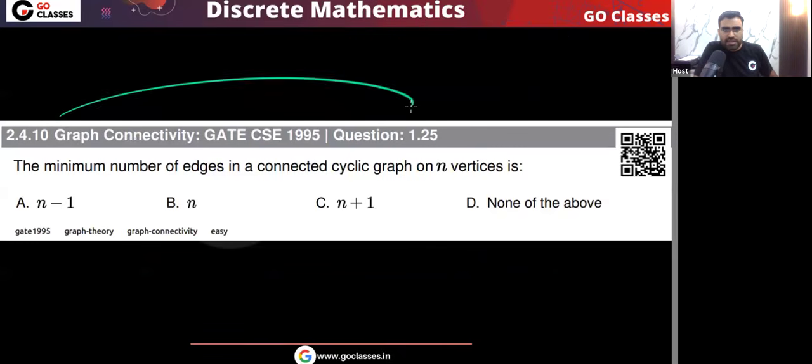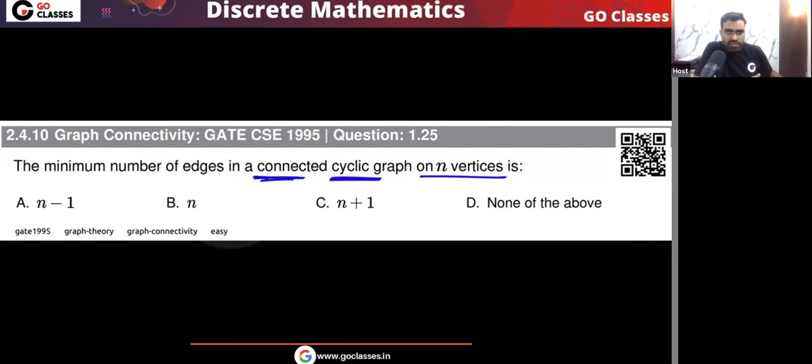Tell me the answer for GATE 1995. The minimum number of edges in a connected cyclic graph on n vertices, what will that be? We want a connected graph which has a cycle on n vertices. So what is the minimum number of edges we need to put? That will be n. Because remember, if you have a connected graph with n minus 1 edges, that will be a tree, and a tree does not have a cycle. So if you want a connected graph with a cycle, then minimum n edges you have to put. The answer will be option B.